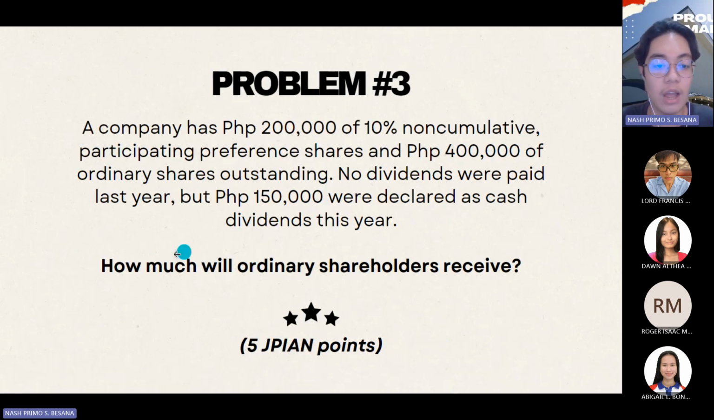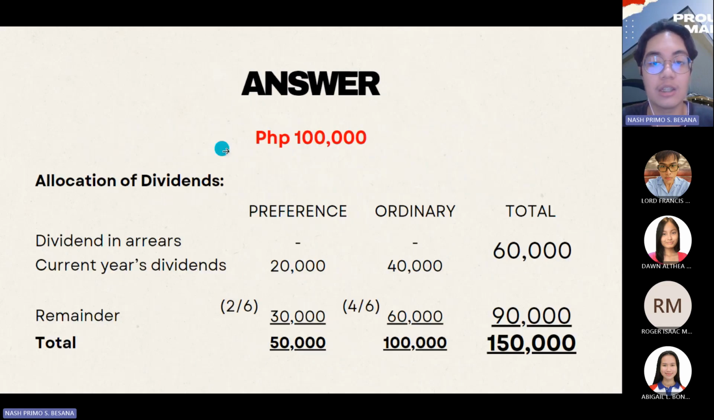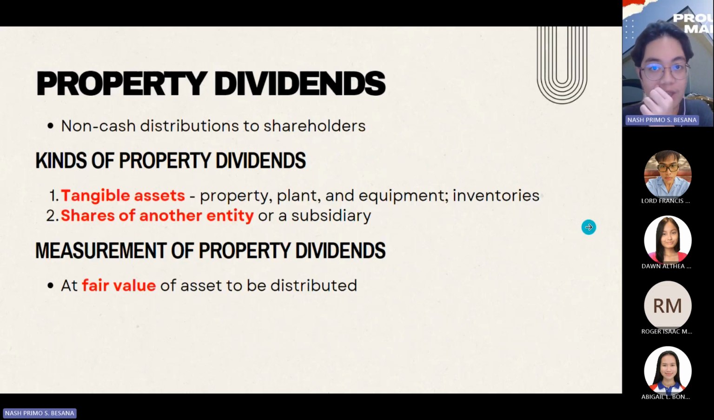But ang question, how much will ordinary shareholders receive? So ang answer natin is 100,000 pesos. So that would be it for the cash dividends. Let us now move on to the second type of dividends, na property dividends. Ang definition lang naman niya, it is non-cash distributions to shareholders.